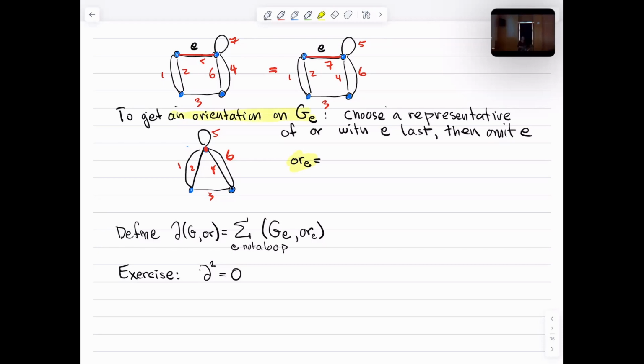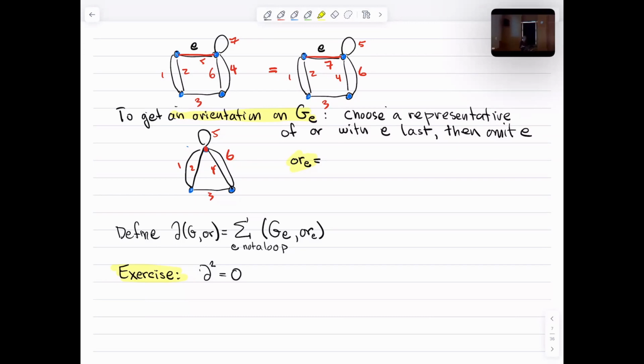And then I just define the boundary to be the sum of all non-loop edges, G sub E. And for those of you who are bored, you can do the exercise: the boundary squared is equal to 0 now. Try a graph with 3 vertices. Okay, so that's a way to get it. So that gives me a chain complex, and that's a graph complex.